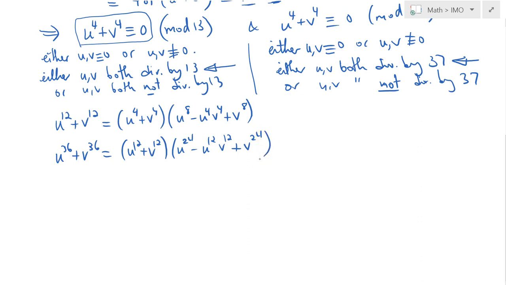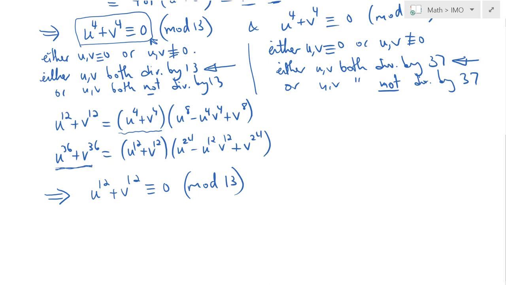Okay, so this would imply, therefore, that, for instance, in mod 13, we know that u to the 4 plus v to the 4 is 0, right, from this condition. So therefore it implies that in mod 13, u to the 12 plus v to the 12 is congruent to 0 mod 13.